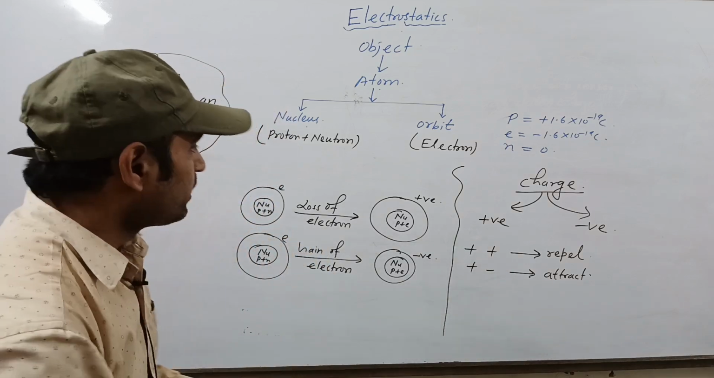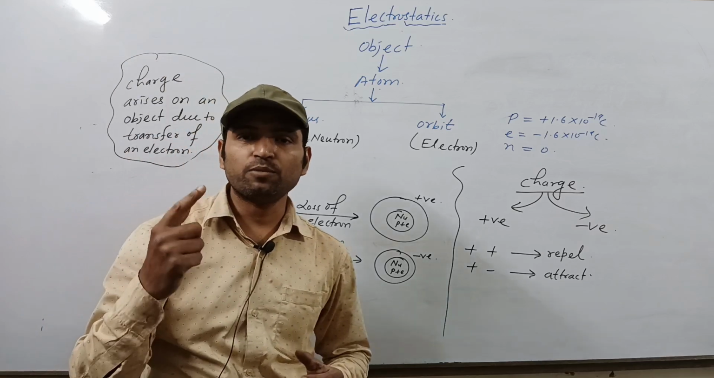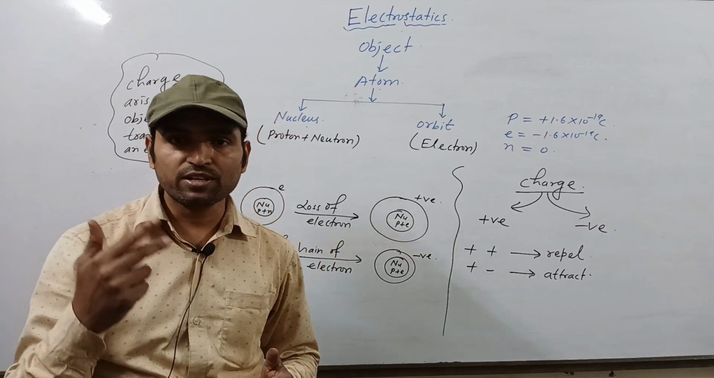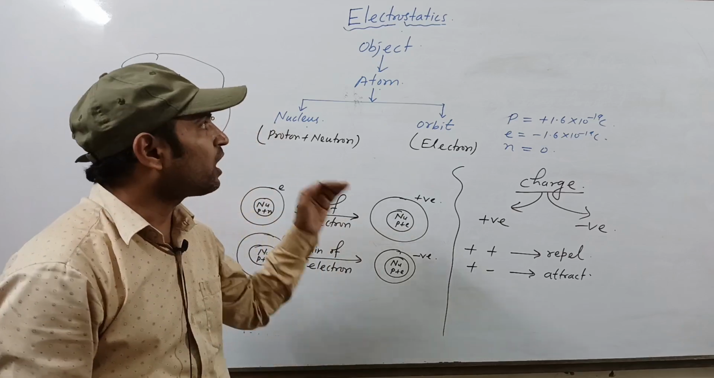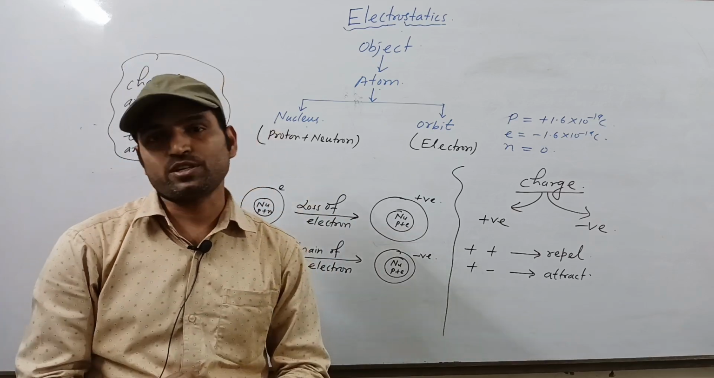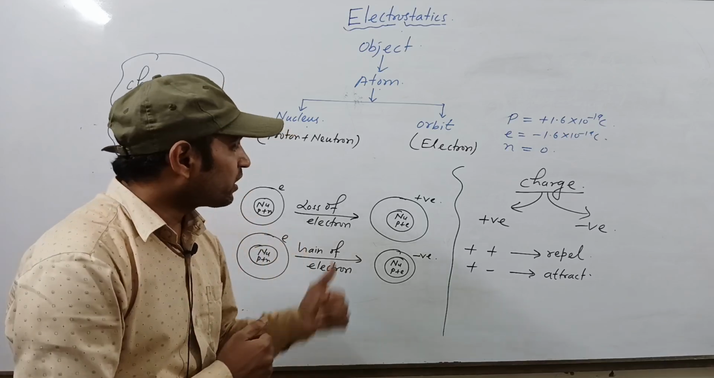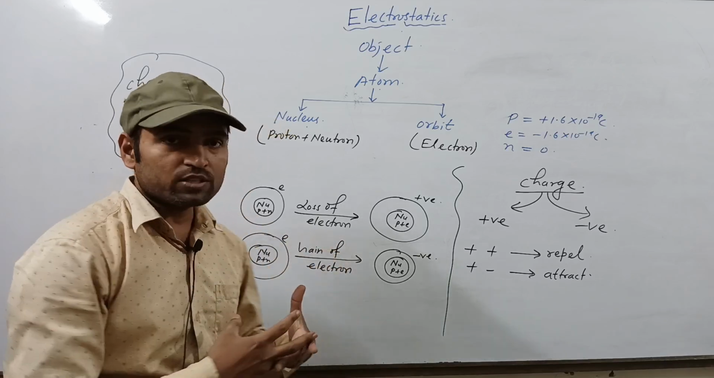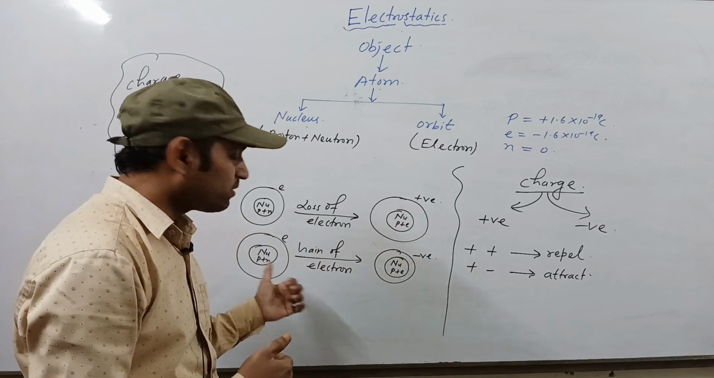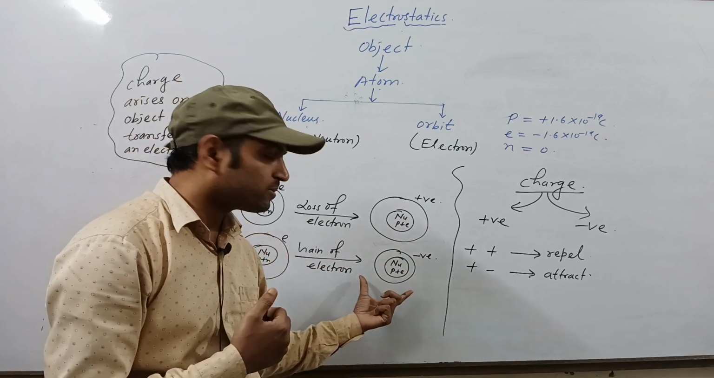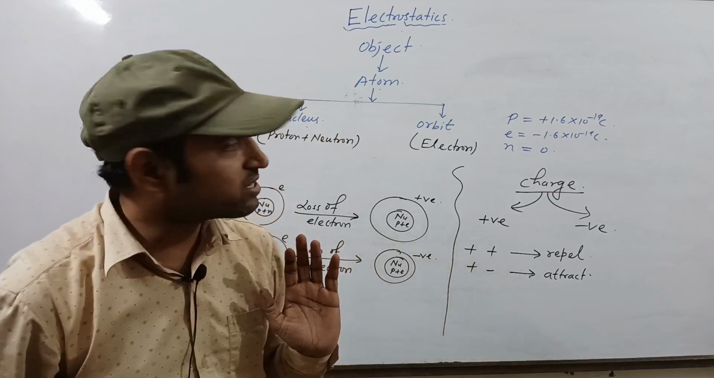Now I want to summarize what we have studied. We have first studied about electrostatics, then what is charge, their units, and how charge arises on an object. Due to transfer of electrons, charge arises on an object. If the transfer occurs due to loss of electrons, then the object is positively charged, and if there is a gain of electrons, then the object will be negatively charged. Similar charges repel, opposite charges attract.